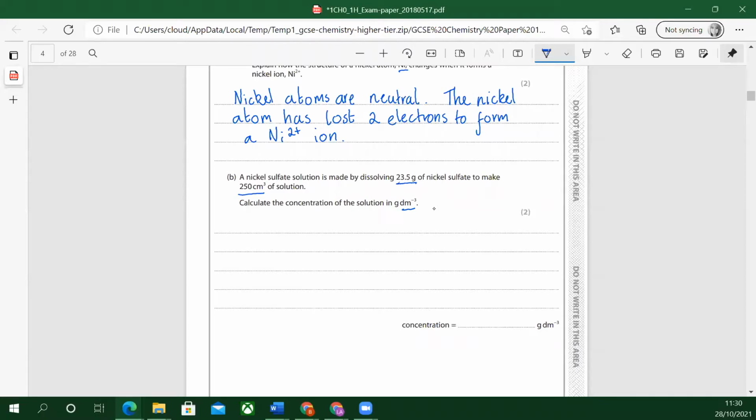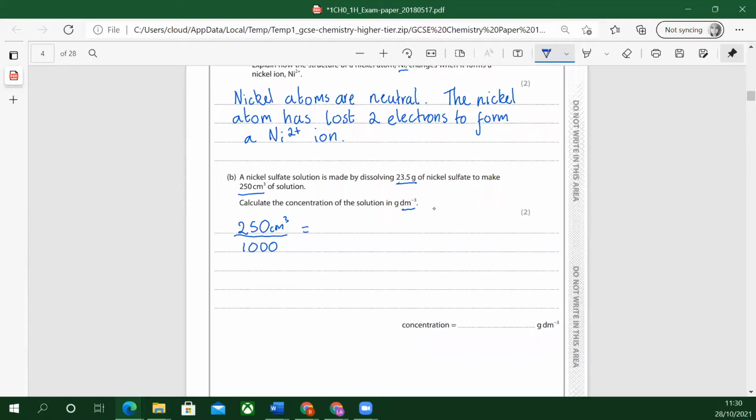Okay, so let's convert that first. That's what I would do first. To make it a bit easier, I would convert that first. Okay, so we're just going from centimeters cubed to dm cubed. So 250 centimeters cubed divided by, so we need to divide it by 1,000, okay, to get decimeters.